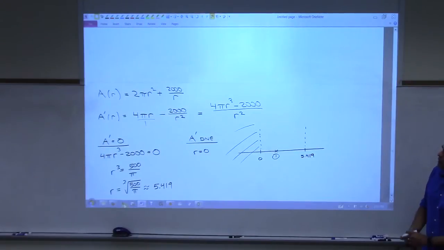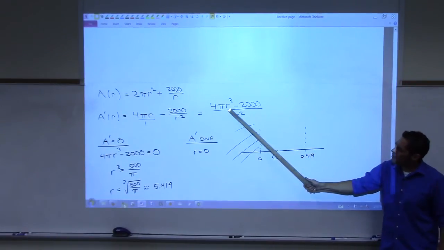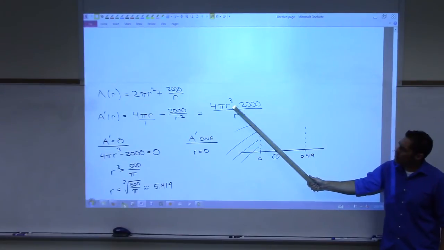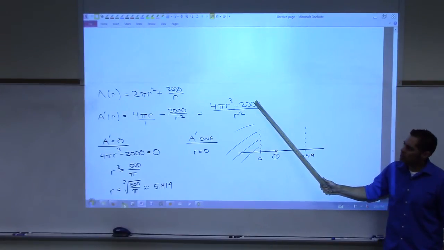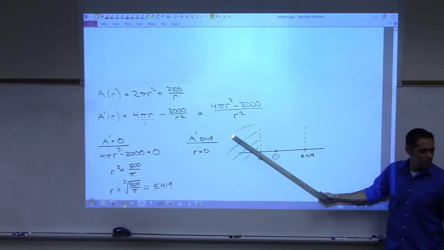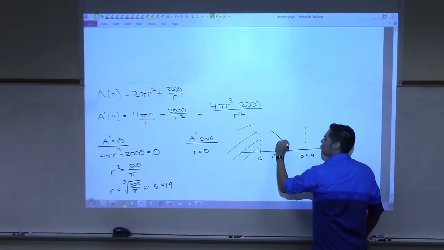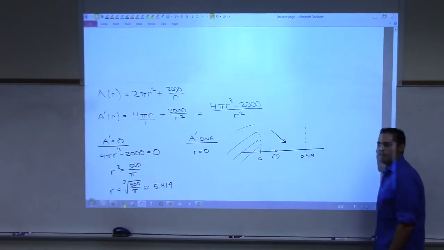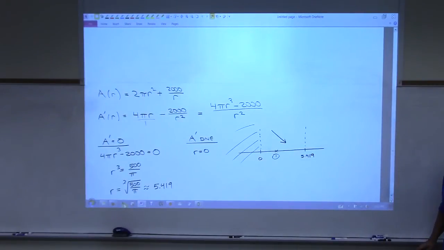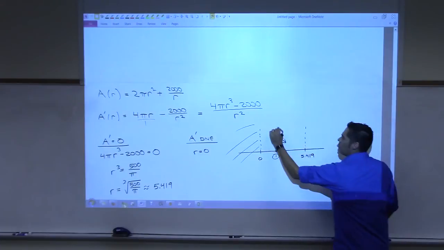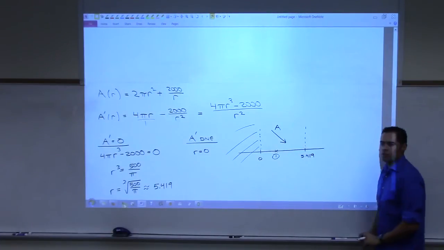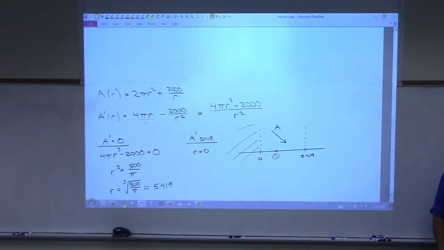All right, so what happens if I plug 1 into this? You're going to get what? 4 pi take away 2,000 over 1? That's negative, isn't it? That means my original function is going down here. I could say A if I want. A, the surface area function, is decreasing there. It's negative 1,900.